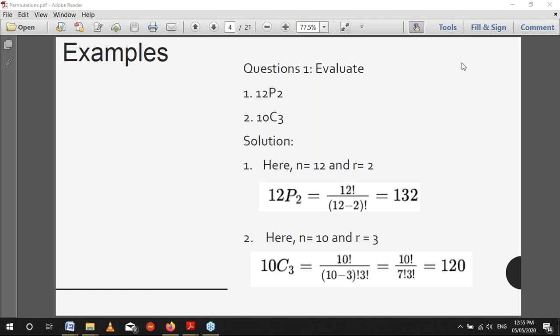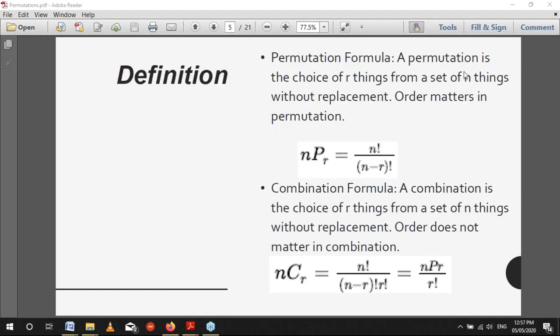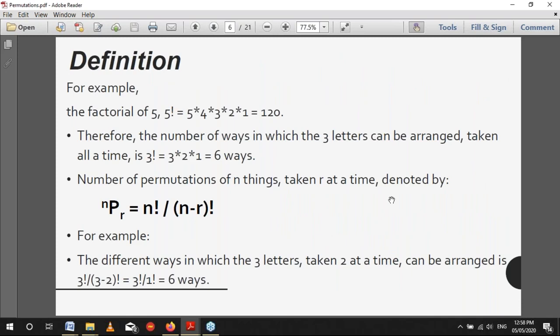Then a combination formula is the choice of r things from a set of n things without replacement. Order does not matter in combination, but in permutation, order matters. The arrangement order matters. So you see the formula there: n combination r is equal to n factorial all over bracket open n minus r factorial, which is equal to nPr all over r factorial. So we'll be using these formulas to solve as time goes on.